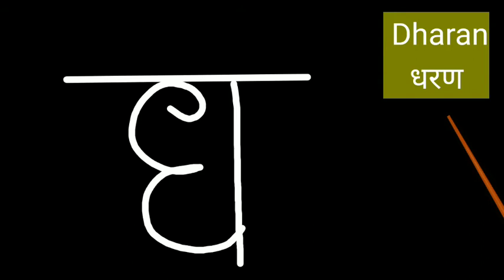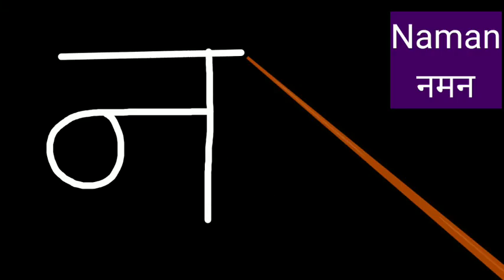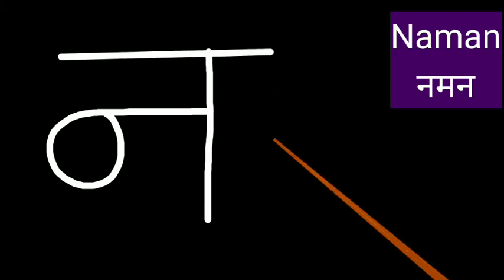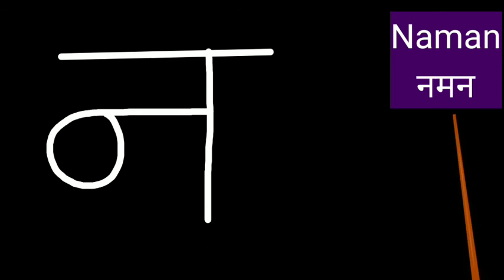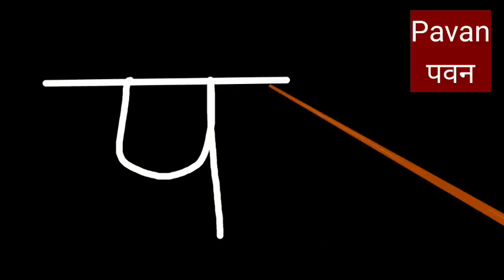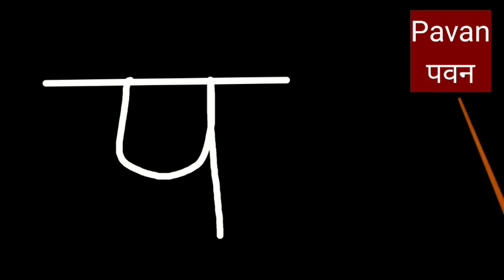Word is dharana. Next is na. Draw first circle and then horizontal line, join with vertical line and horizontal line on the top. It's called na. Word is na, ma, na. Observe both words, English and Marathi also. Next letter is p. One half circle and join with vertical lines and horizontal line on the top. It's called p. Word is pavana.